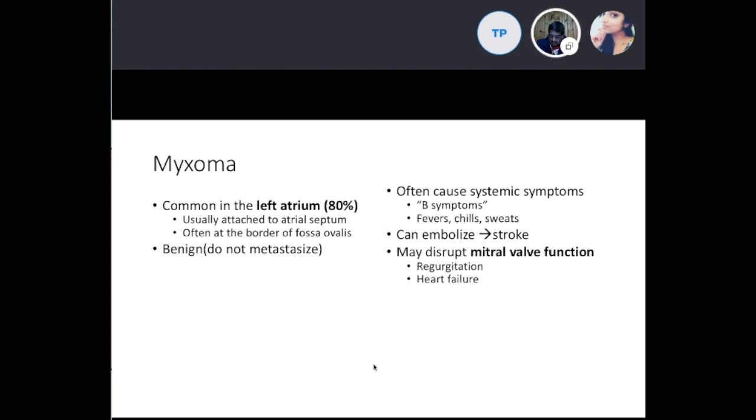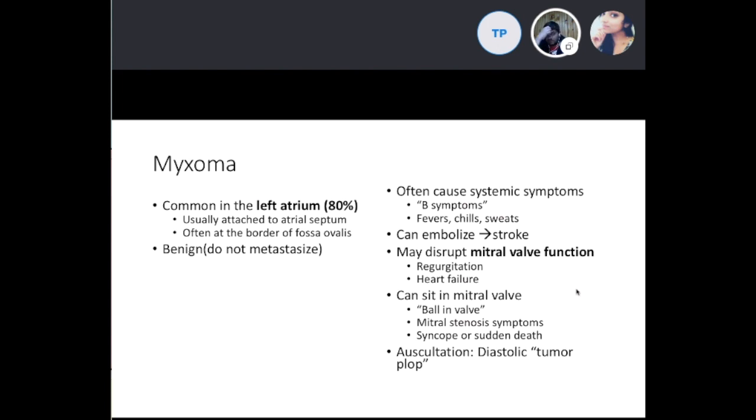What else do I have? It may disrupt the mitral valve function, so you can get mitral valve regurgitation or heart failure because it's obstructing flow, or it affects closure of the mitral valve leaflets if it just sits on there. It can sit in the mitral valve, and it's called a ball valve. It's going to obstruct the flow, and that can cause mitral stenosis and then syncope or sudden death. When you auscultate, you're going to hear a diastolic tumor plop.